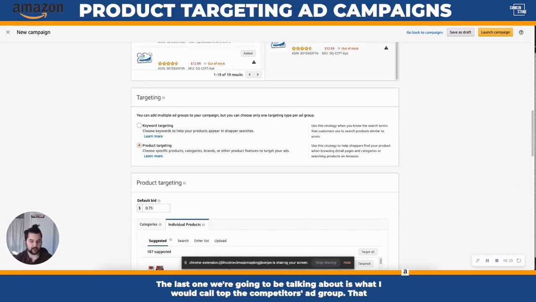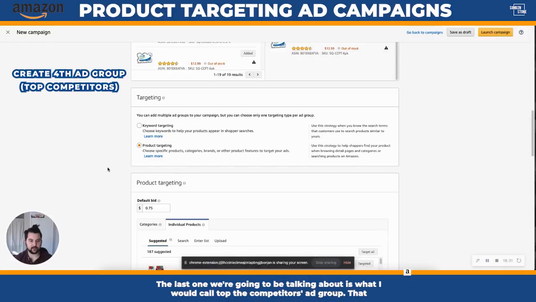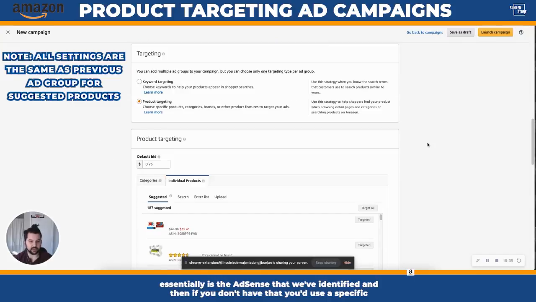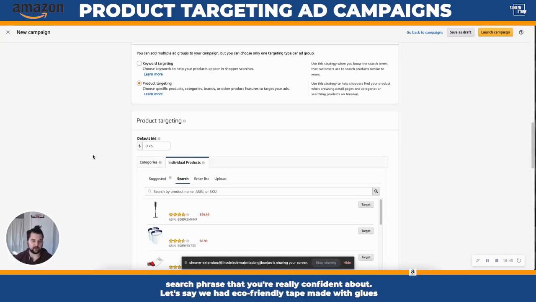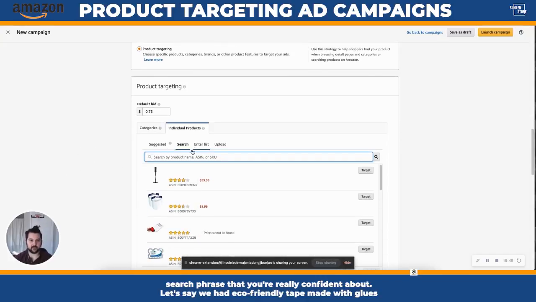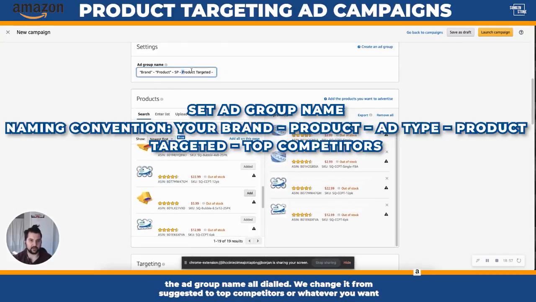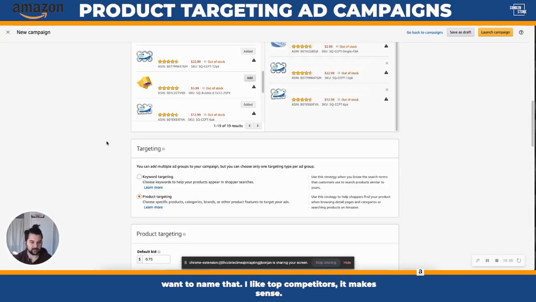The last one we're going to be talking about is what I would call the top competitors ad group. That essentially is the ASINs that we've identified, and then if you don't have that, you would use like a specific search phrase that you're really confident about. So like let's say we had eco-friendly tape. It's been made with glues that are better for the environment. So we'd go in here, type our thing after we make sure we get the ad group name all dialed in. We'd change it from suggested to top competitors or whatever you want to name that. I like top competitors, makes sense.